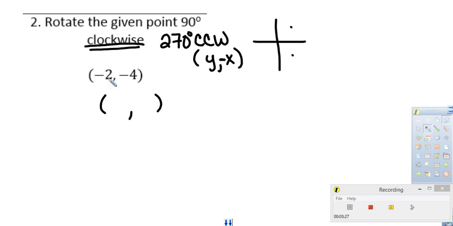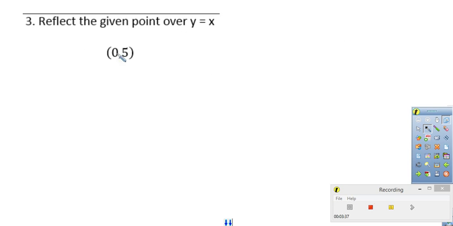Step 1, switch them. So -4, -2. Then in the y spot, negate it. So that'll become a positive. Number 3, reflect over y equals x. So our rule for reflecting over y equals x is just to switch the x in the y spot. So we're going to have y, x. So when we reflect this over y equals x, we just have 5, 0.